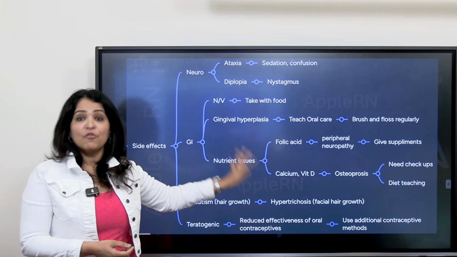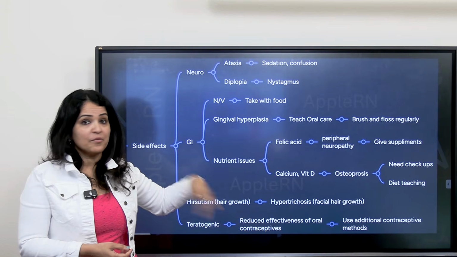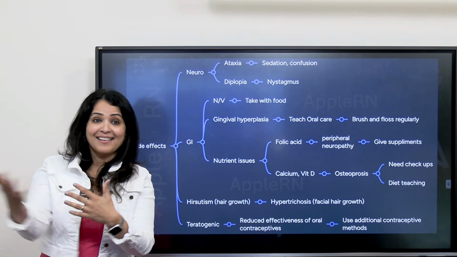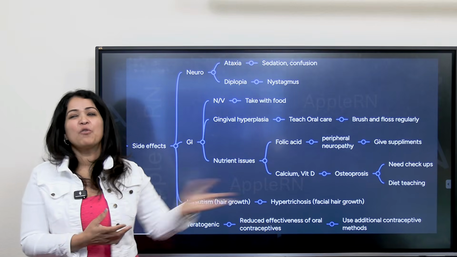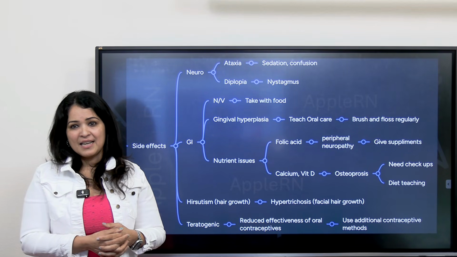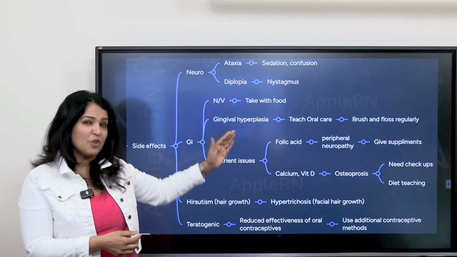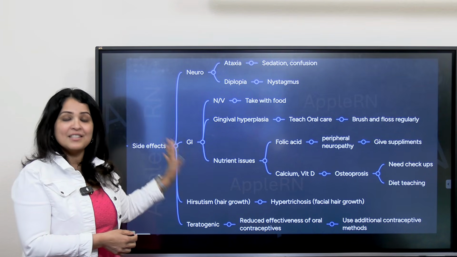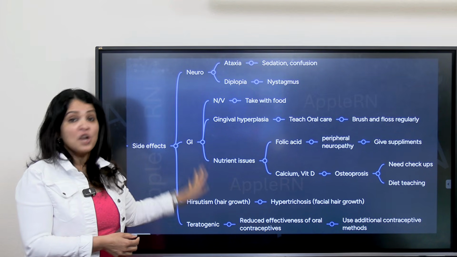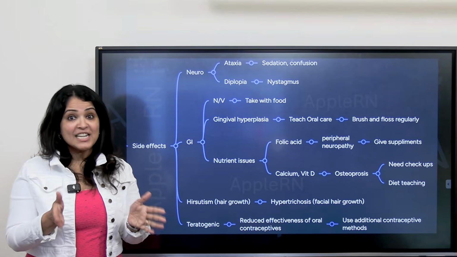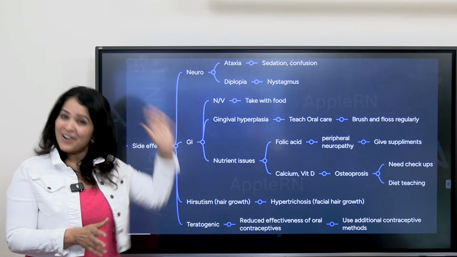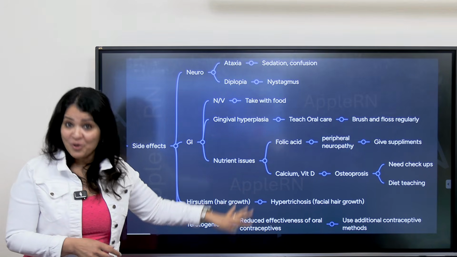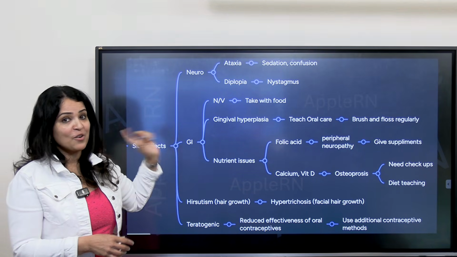Okay, and also vitamin D and calcium, we tell them to take them or have some sunlight exposure so they won't develop osteoporosis. So those are some of the side effects. I'm not going through each one, but I'm leaving it there for you to see what they are. We discussed all of this in detail in AppleRN course. Okay, everything is discussed. But today, for the sake of doing more questions, I'm just focusing on what the question is asking.